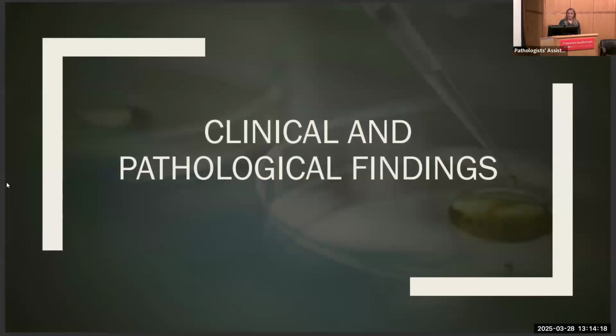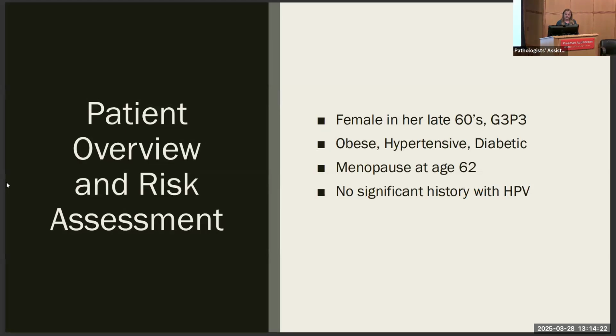Now we're going to move into our clinical and pathologic findings. The patient was a female in her late 60s, so she was right in that range that we previously discussed. She was G3P3, so she was fertile. She struggled with obesity, hypertension, and type 2 diabetes. She experienced menopause at age 62 and had no significant history with HPV.